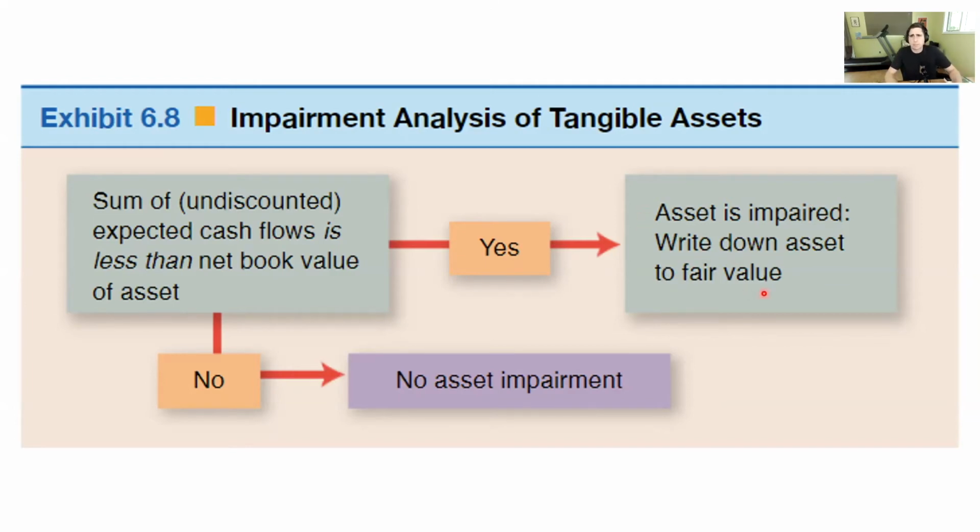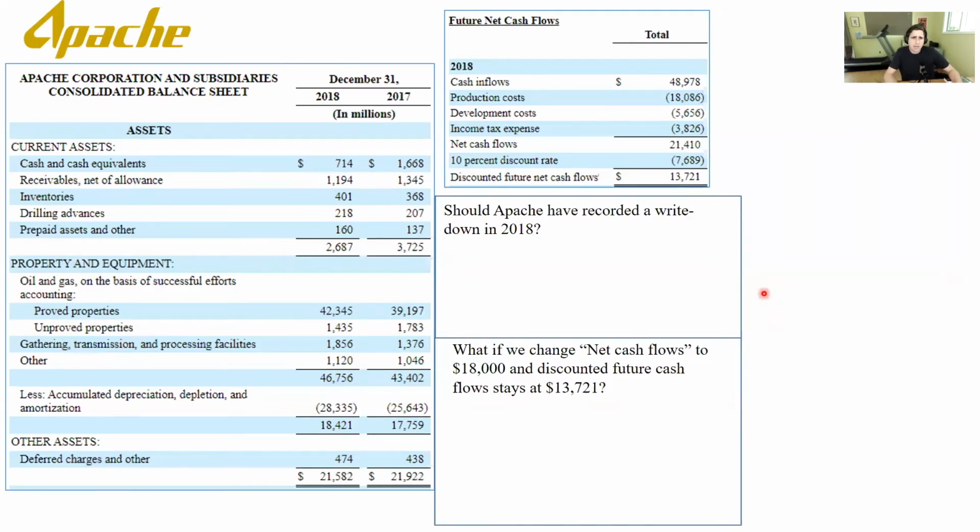So let's just look at an example now. And the example we use is Apache, which is an oil and gas company. And they've got property, plant, and equipment, which is primarily oil and gas wells and properties. So if you look at their property, plant, and equipment balance, the total net balance here is 18.4, and this is in millions, so $18.4 billion is their total property, plant, and equipment balance. And that's if you take all of their properties and gross assets and subtract accumulated depreciation, depletion, and amortization of 28 billion, you get to the net book value of their property, plant, and equipment balance. They're just calling it property and equipment, okay?